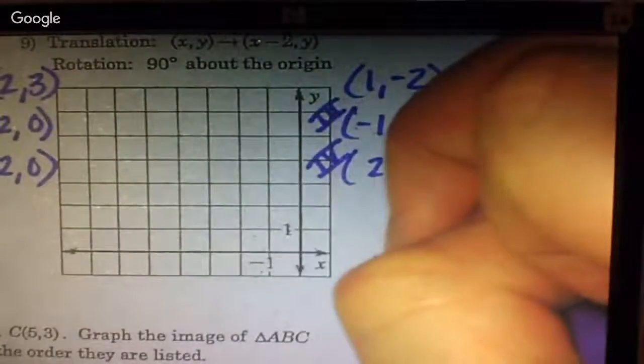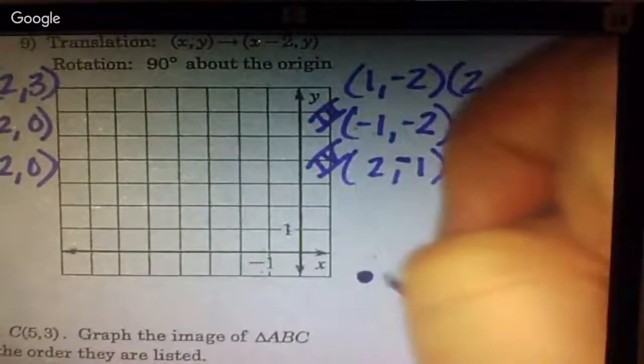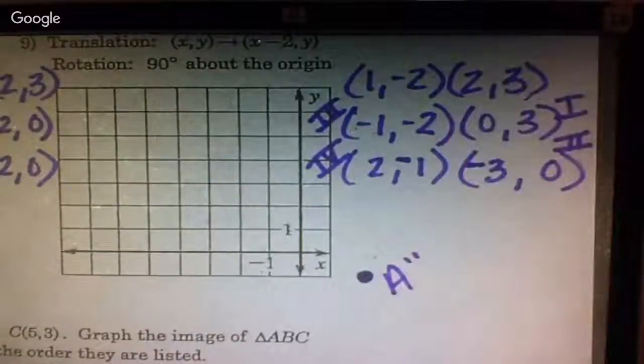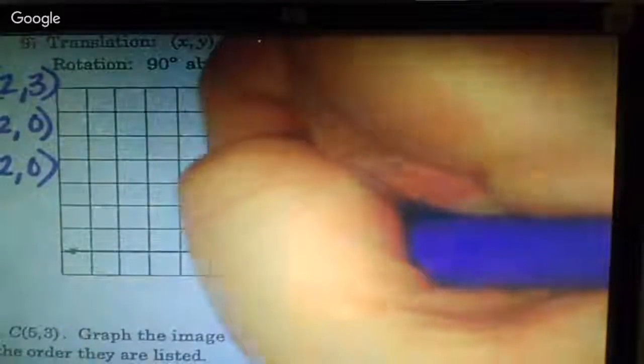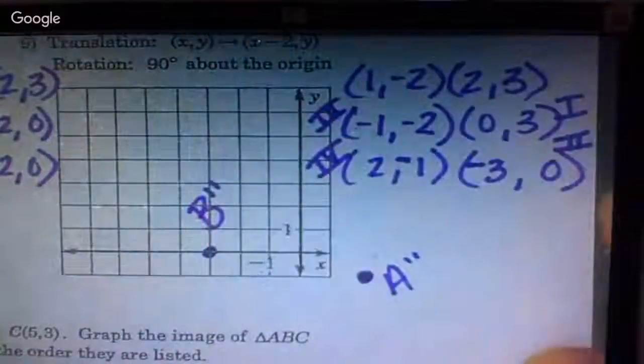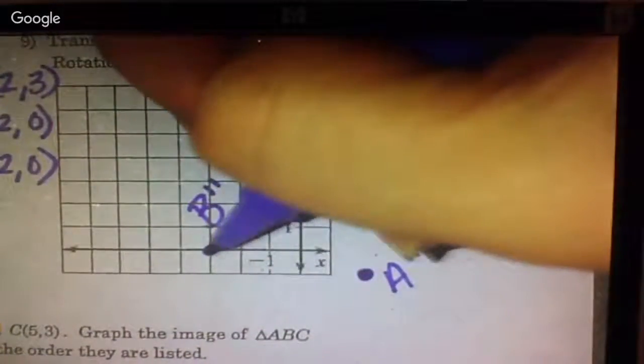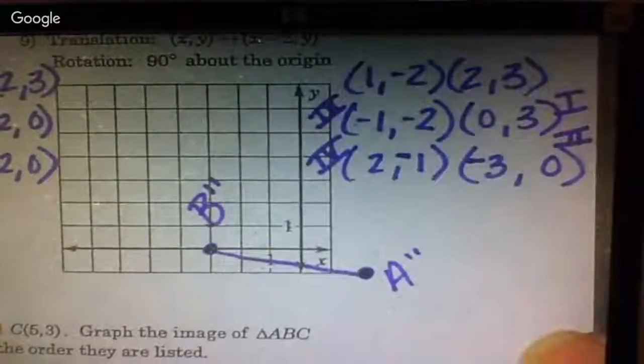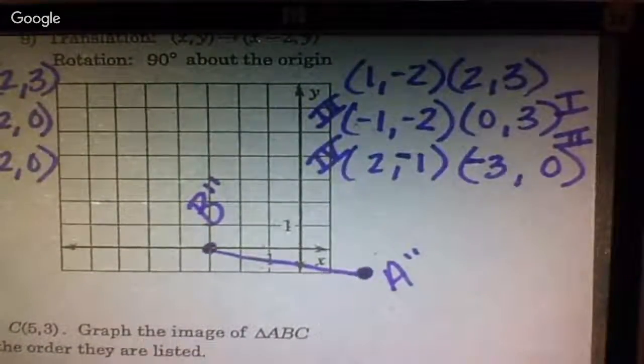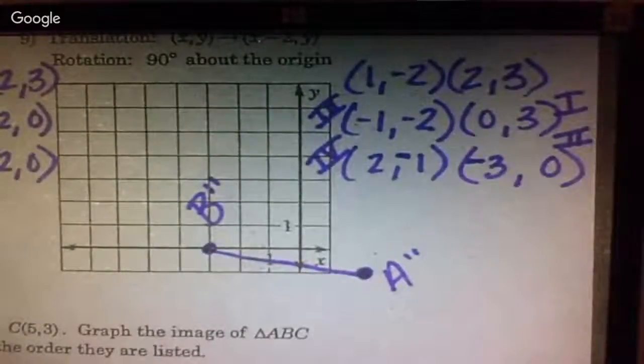Wow. I'm really doing good at this, huh? At least he's honest. That's it. B double prime. That's beautiful, isn't it? It wasn't too bad off. We got it. I did pretty good.